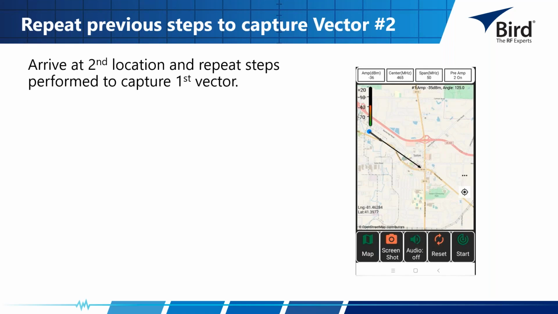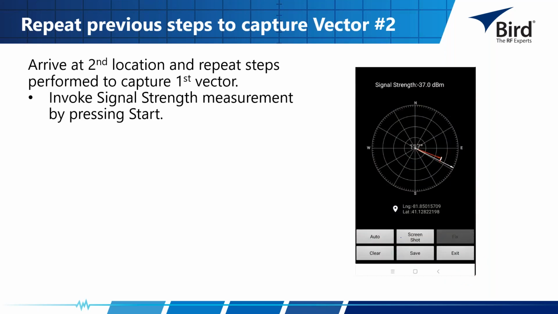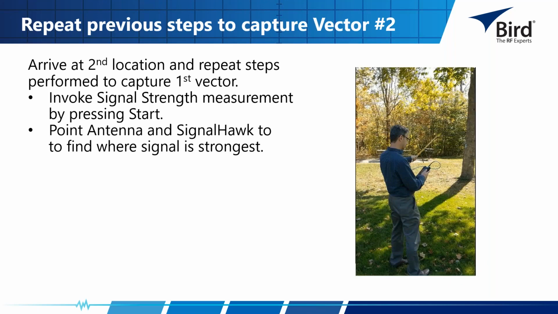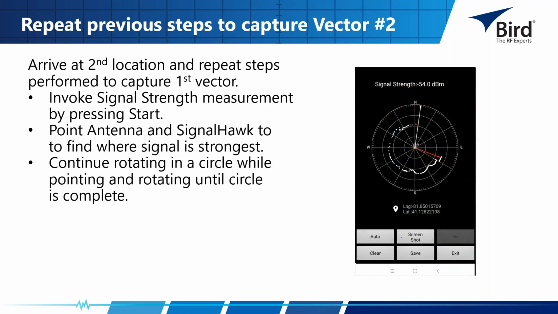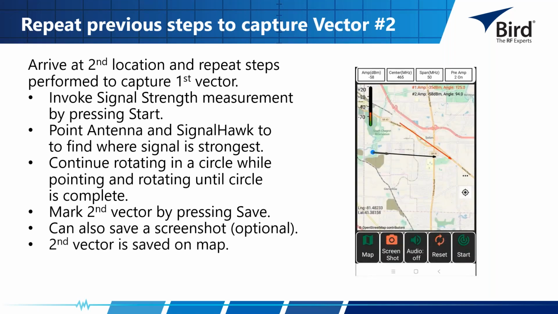Repeat the previous steps to go to the second vector. So arrive at your second location, repeat steps performed to capture the first vector. Invoke the signal strength measurement by pressing start. Again, point the antenna and SignalHawk to find where the signal is strongest. Continue pointing and rotating in a circle until the circle is complete. And then mark your second vector by pressing save. And you can also save a screenshot again, and this is just optional. And you'll see the second vector is saved on the map.